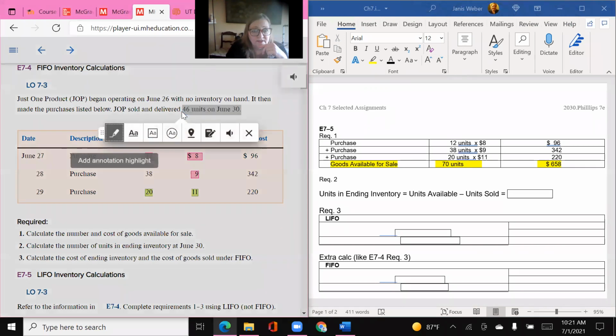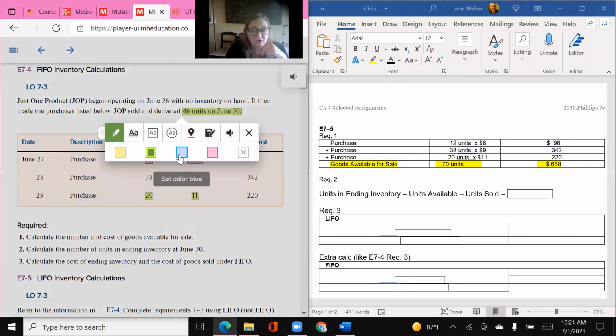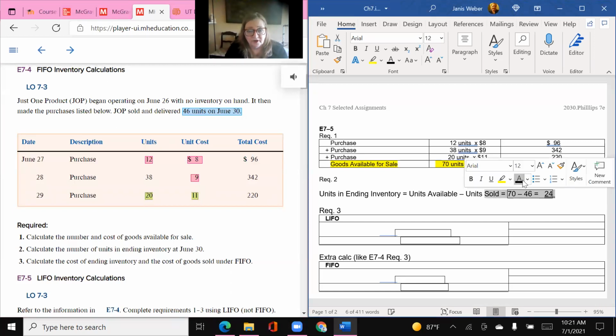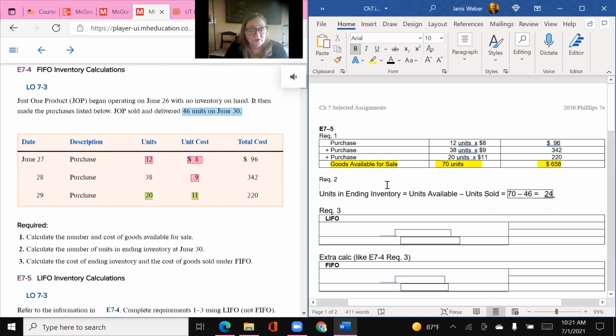They said we sold 46 units. So if there are 70 units and we sold 46, that means we're going to be able to tell exactly how many units are still there. 24 units still remain. So no matter whether we're using LIFO or FIFO, these things we've solved for are the same because the amount of goods that were available is the total that we had. That's all that was there. And then the number of units that are left is 24, no matter how you slice it. Because if we sold 46 and we had 70 available, there's 24 left to sell.